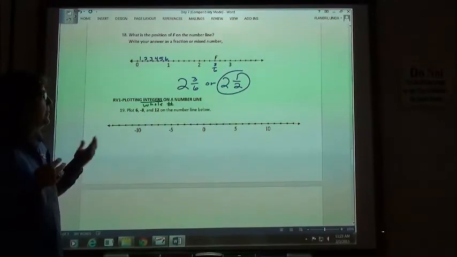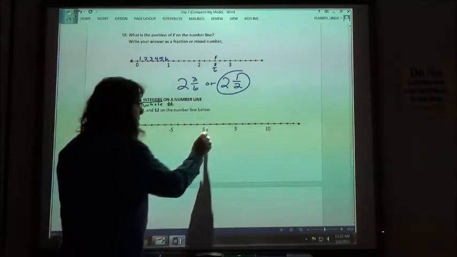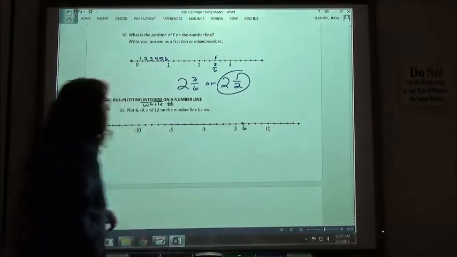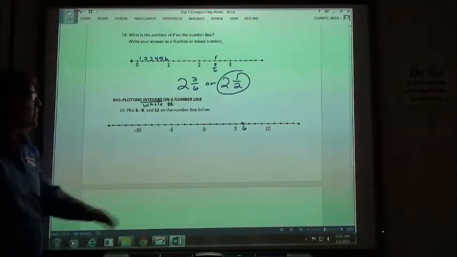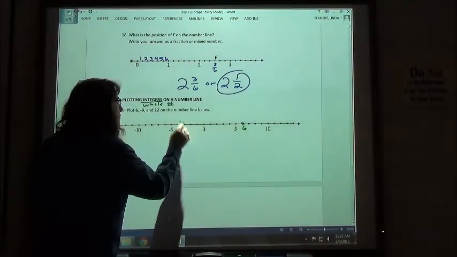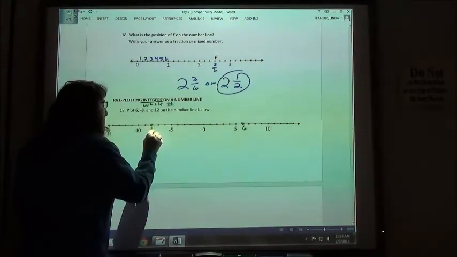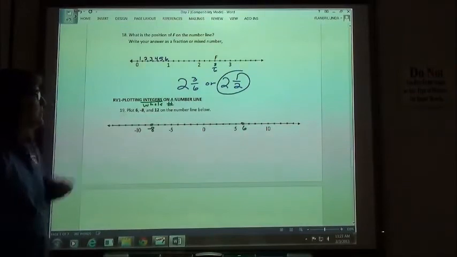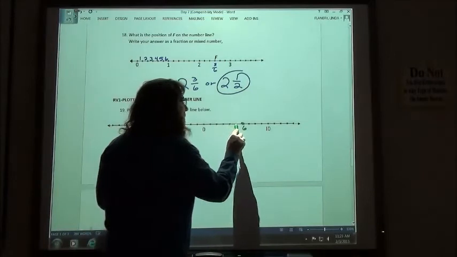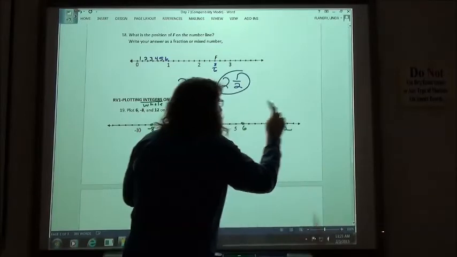Plotting 6. 6 is a positive number, means I'm going to start at 0 and go 6 places to the right. 1, 2, 3, 4, 5, 6, right? -8, since it's negative, I'm going to start at 0 and go 8 places to the left. -1, -2, -3, -4, -5, -6, -7, -8. 12 is positive. I'm going to go 12 places to the right. 1, 2, 3, 4, 5, 6, 7, 8, 9, 10, 11, 12. And there's my dot.